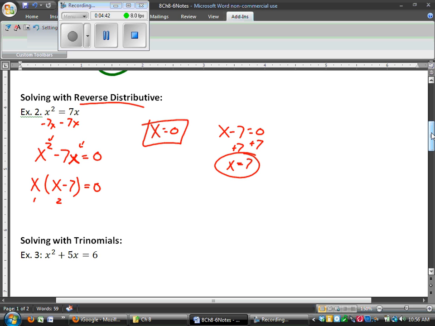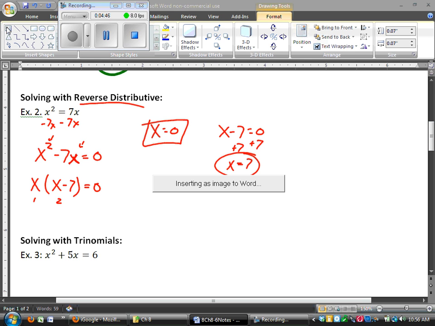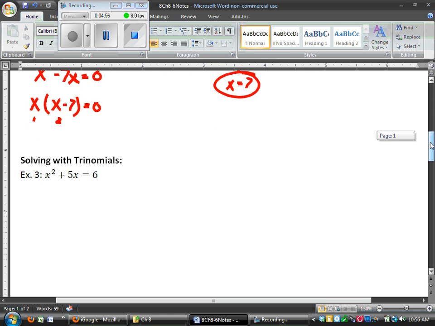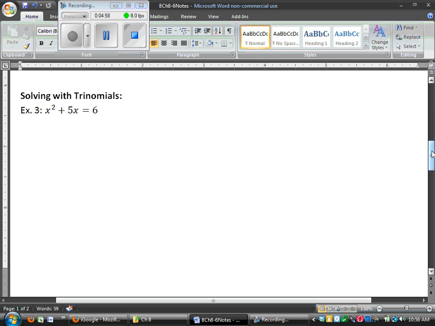You'll learn something else in the future that talks about how you actually have the same number of solutions as your highest exponent. So if I had an x to the 3rd or an x to the 4th, I would have 3 or 4 solutions. We're not going to go any higher than just 2 solutions.